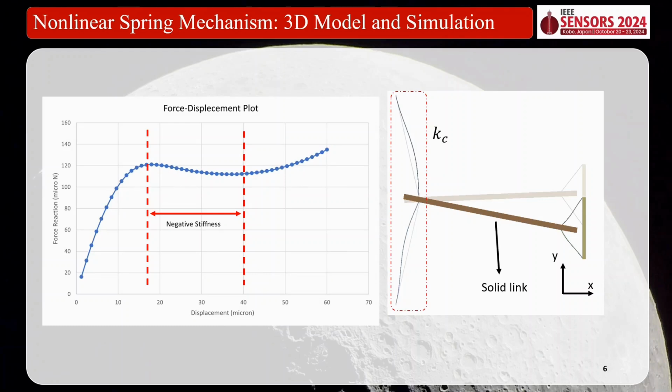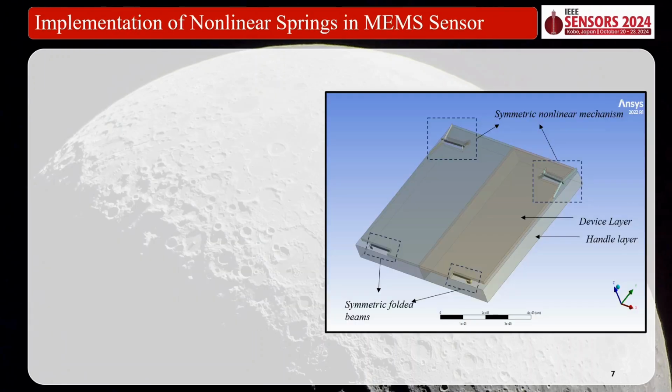This is the linear area, and if we pass the turning point, you can see that the system shows a negative stiffness and can produce zero stiffness along with the linear one at the bottom. So we embedded these two nonlinear structures symmetrically in a MEMS sensor.